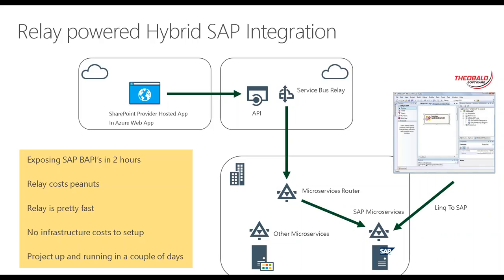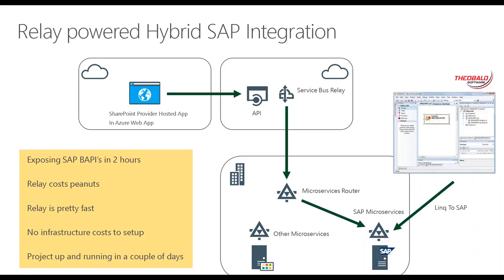So what we were able to do is we hosted an API in Azure, and using Service Bus Relay, we were able to reach down to an on-premise listener, and then forward messages into this evolving microservices architecture we have on-premise. So we created some lightweight services, basically WCF and REST-style services, on-prem, that wrap up a little bit of integration with SAP.